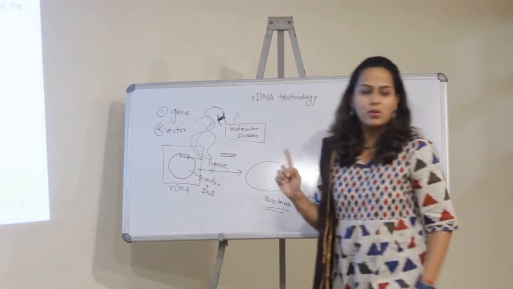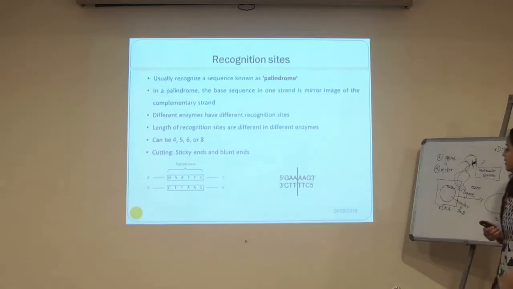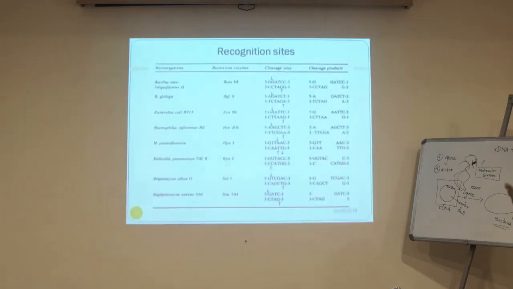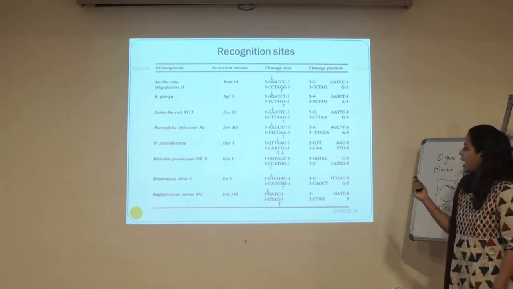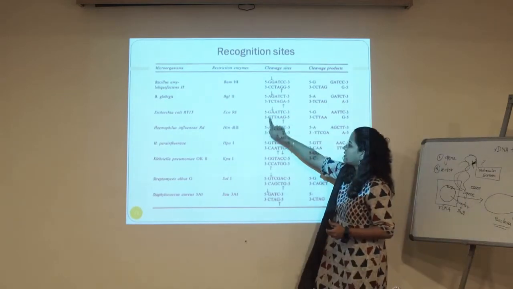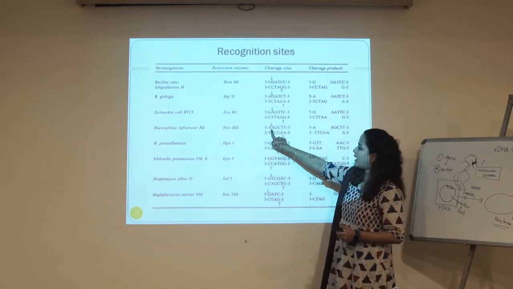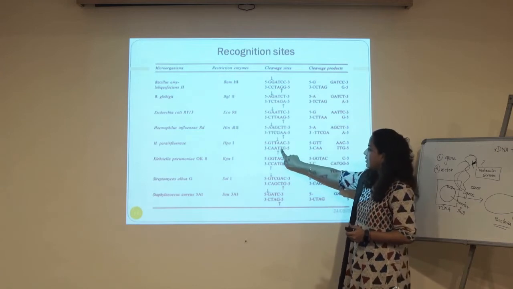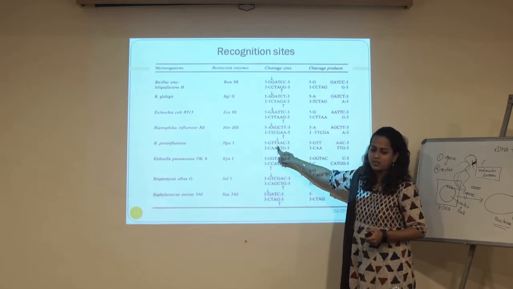Okay. Now your restriction endonucleases can either cut and make a blunt end or make a sticky end. So what is that? These are examples of some restriction endonucleases and the types of cuts they are making. So you can see that either they make it at one end or they make it exactly at the center of that sequence. Okay.